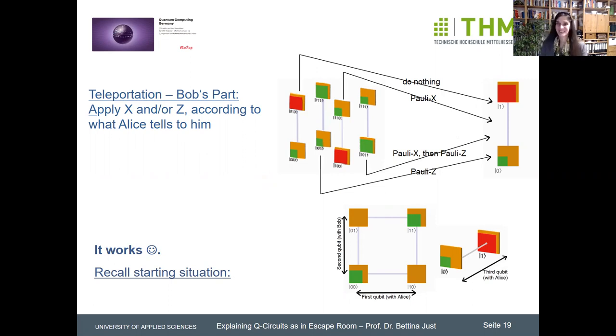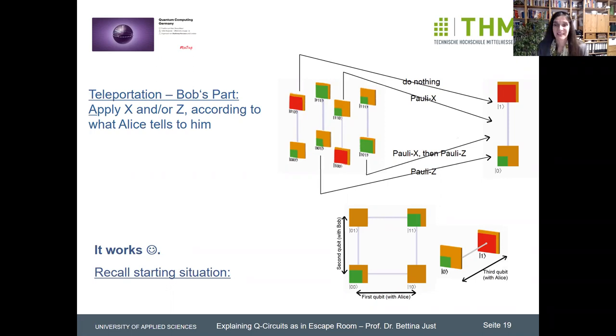Okay, I think no questions. So I hope everyone of you takes this message home. Teleportation is just shaking a cube with tiny little squares on its corners.